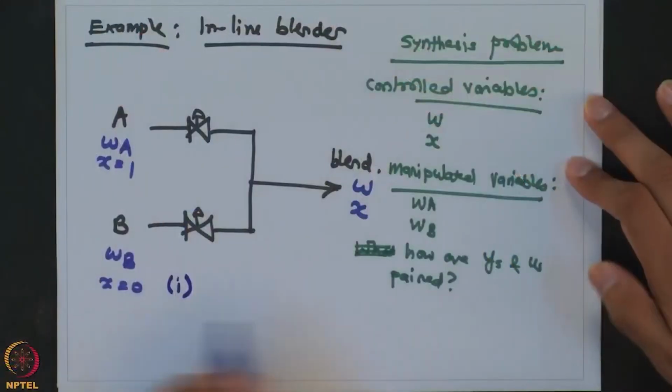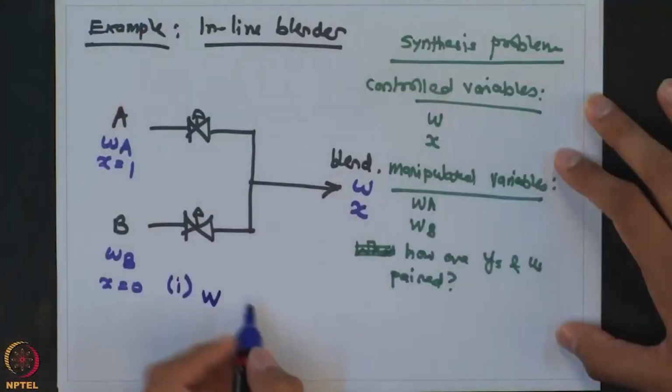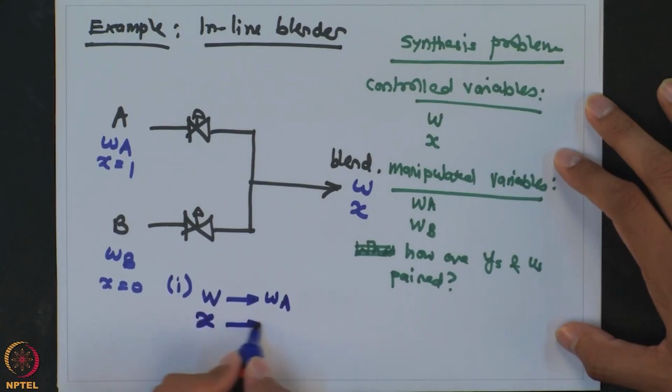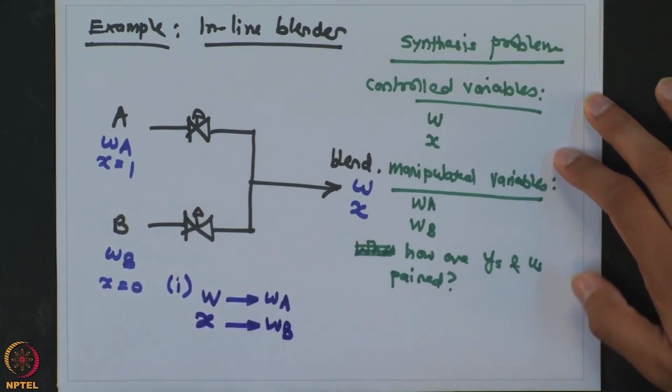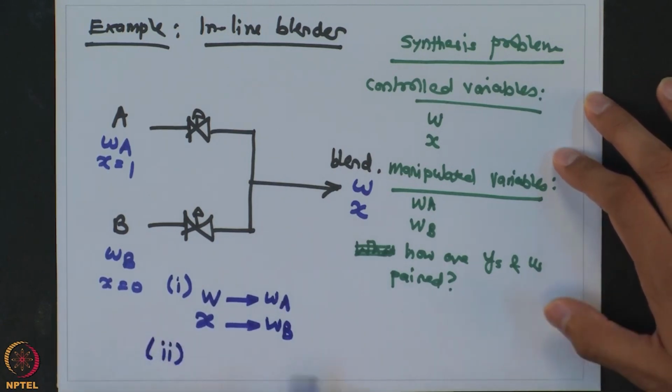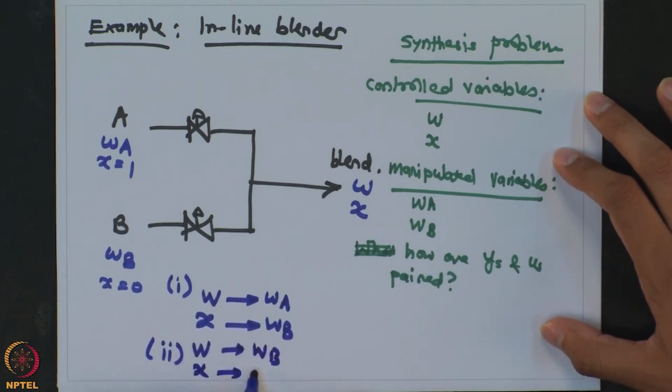So hopefully you have tried to figure out the answer to the question which I had asked earlier. If this is the system, primarily there are two simple options in which we can achieve this control. One is you can control W using WA and you can control X by using WB. So that is one option. Similarly, there is another option that you can control W by using WB and X by WA.